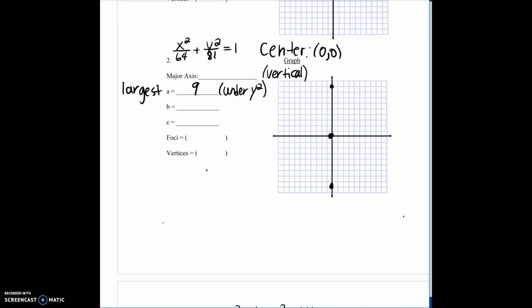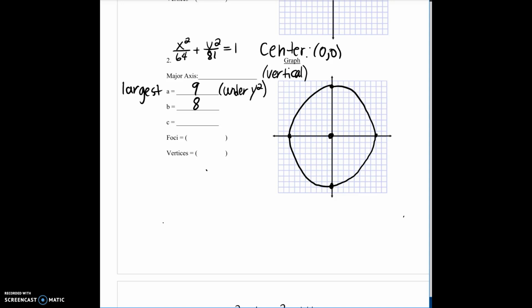And then the other value is going to be the direction you're going to go on the opposite axis. So in this case, if I take the square root of 64, I get 8. That's underneath the x squared, so I'm going to go 8 across on the x-axis to the right and left. And this one will look kind of circular because 8 and 9 are not that much different, but it is stretched a little bit vertically.